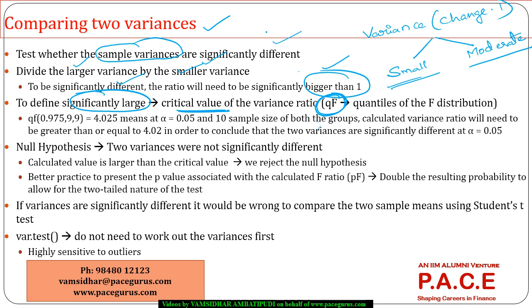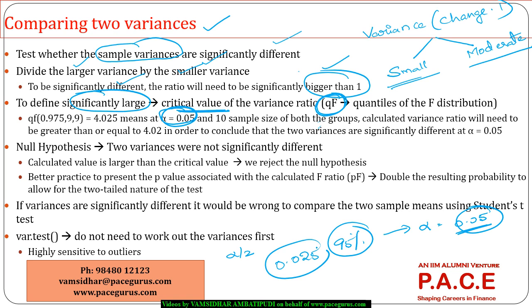QF will tell me the particular quantile value associated with an alpha value, so the critical value associated with that type 1 error. If I want a 95% confidence level associated critical value, it means my alpha is 1 minus 95%, which is 0.05. And in case of the F test, I'm looking at only whether it is larger, so only one side, which means I'll always take alpha by 2, which is 0.025. So in my F function, I'll always take it as 0.975.